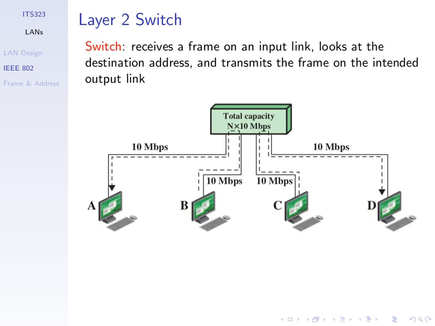We call this a layer 2 or a level 2 switch because we said the 802 architecture focuses on the physical layer, level 1 or layer 1, and the data link layer, layer 2. We're just dealing with layer 2 communications, so this is a layer 2 switch.